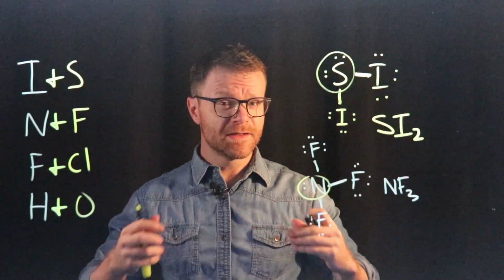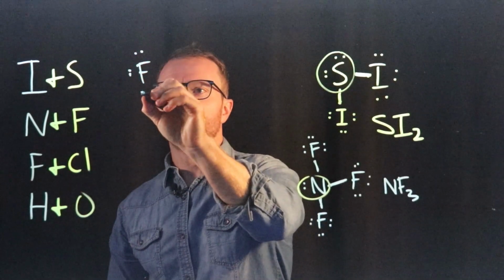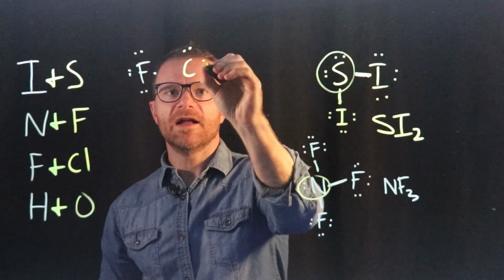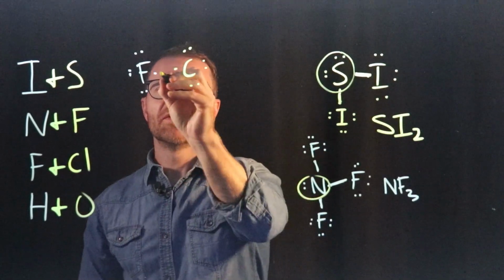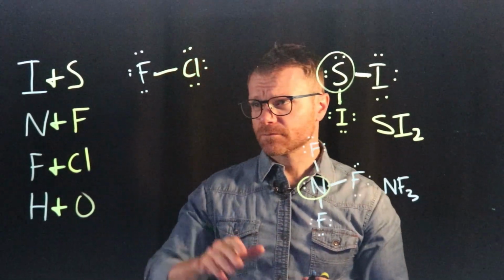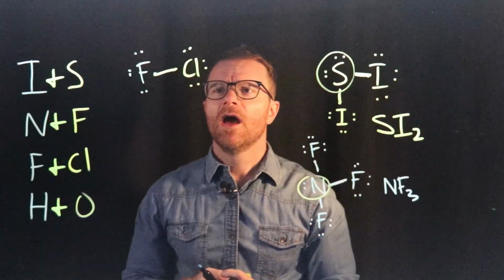Okay, F and Cl, this is a tricky one. So fluorine is a halogen, and chlorine is also a halogen. So if they form a little single bond here, they'll both be stable. They'll have 8 out of 8 valence electrons.